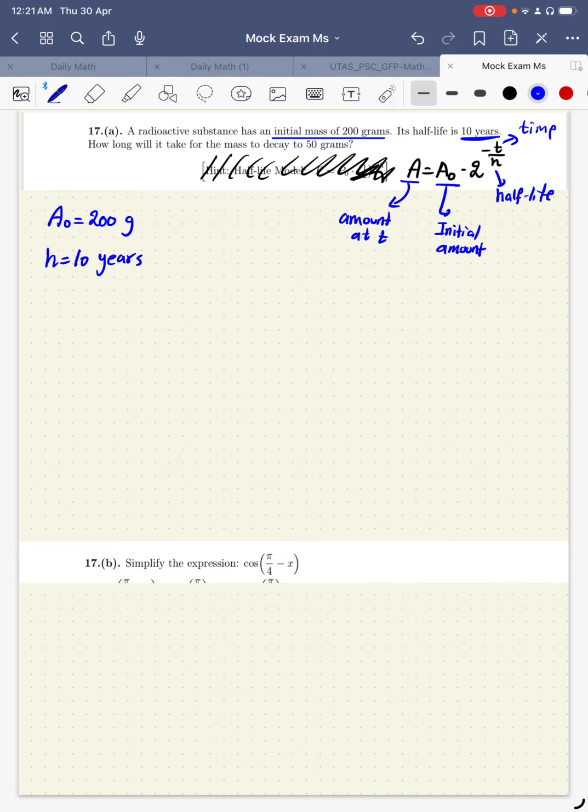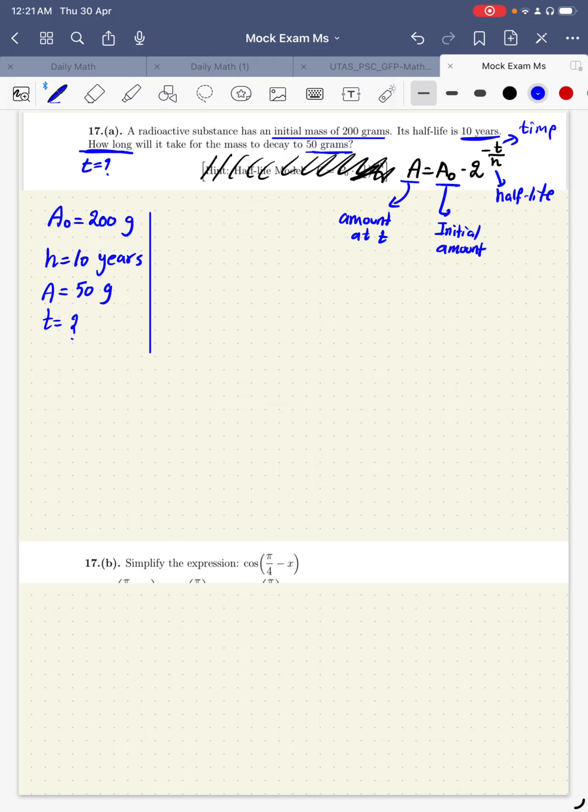Okay. How long will it take for the mass to decay to 50 gram? How long? When they ask me how long, they're asking for the time. They want me to find the time required for 200 gram of mass to become 50 gram after some time. So A is gonna be what? 50 gram. And of course they want me to find what T is here.